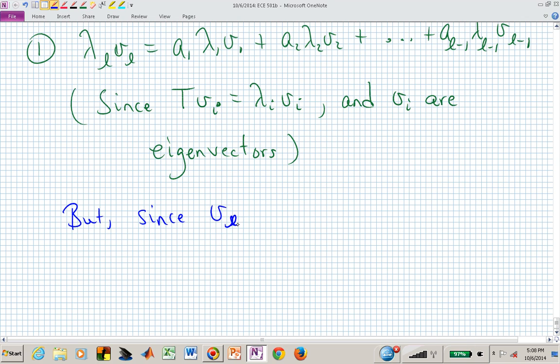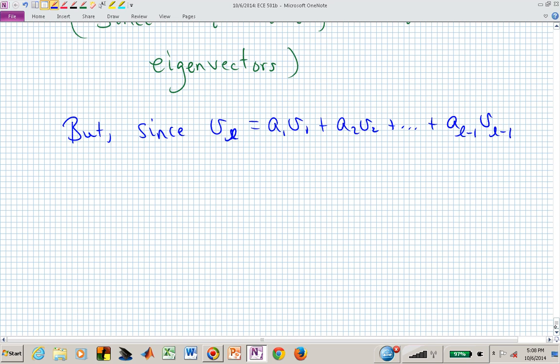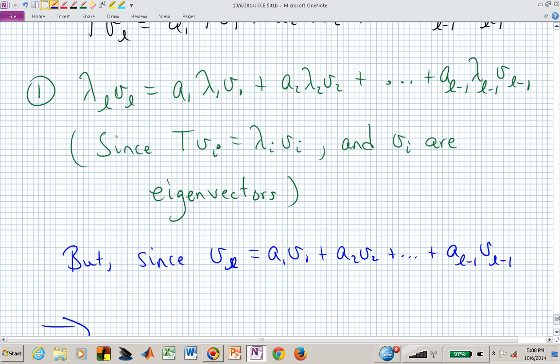V sub L was a dependent eigenvector. So v sub L was a1 v1 plus a sub 2 v2 plus up to a sub L minus 1 v sub L minus 1. If I multiply that equation on both sides by lambda sub L, I'm going to get on the left the same value, and then I'm going to be able to combine these two equations. That's my motivation for doing this.